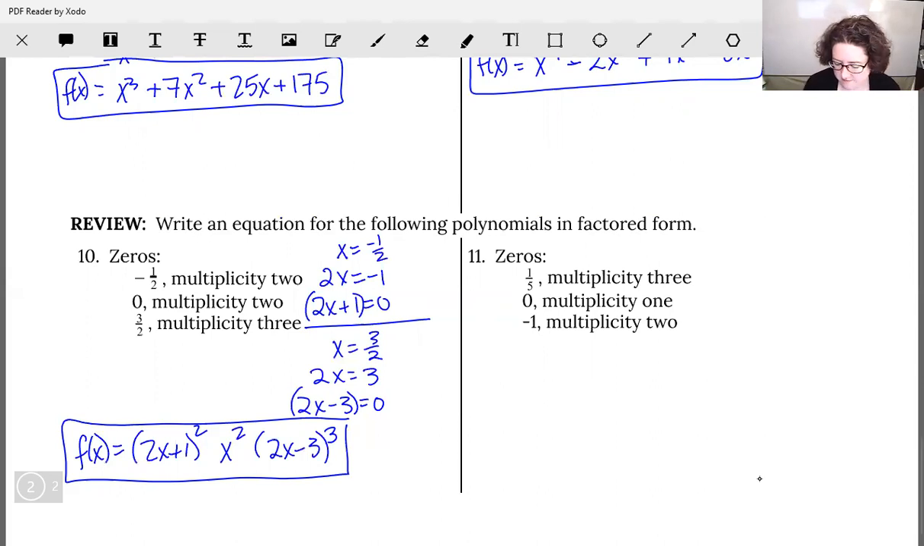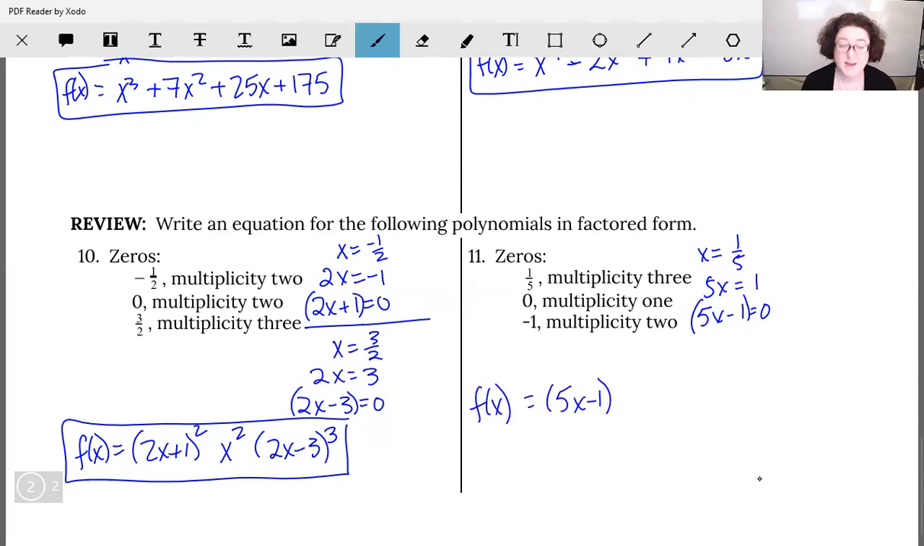Okay, so for our 1/5 factor, again, multiply both sides by 5, and then subtract out that 1. So next factor was just a negative 1. I don't have to do anything special to avoid fractions. So my function would be 5x minus 1, but that had a multiplicity of 3.